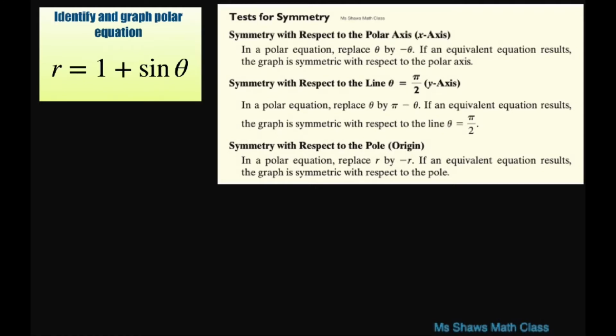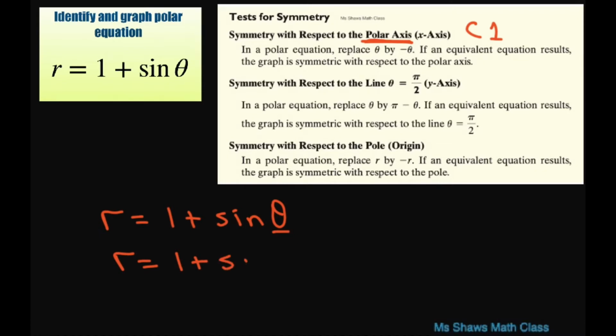So the first condition is to see if it's symmetric to the x-axis, namely the polar axis. That means you take your r equals 1 plus sine of theta and replace your theta with negative theta and see if you get the same equation back.